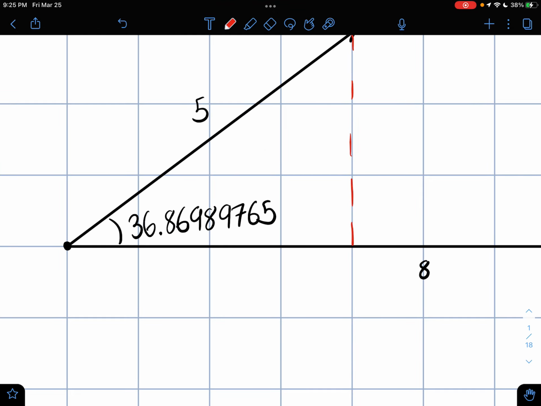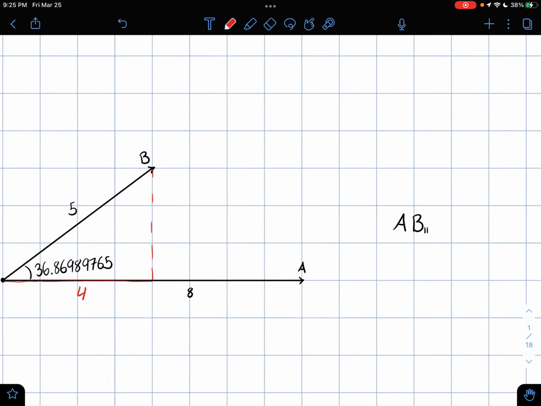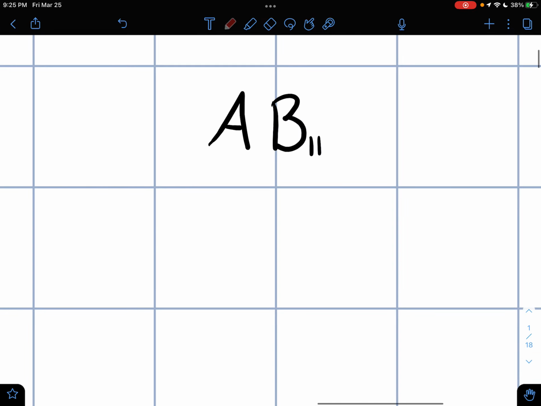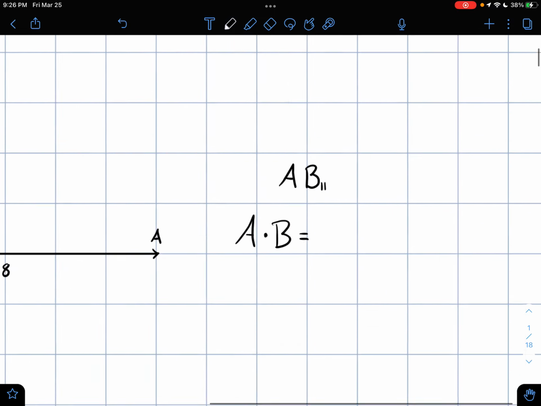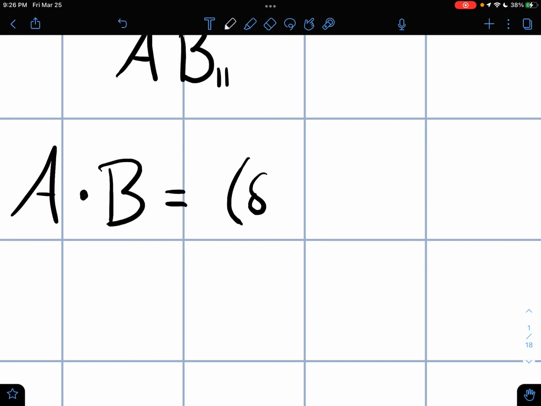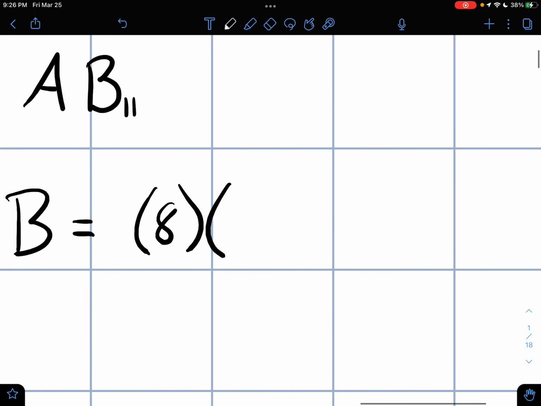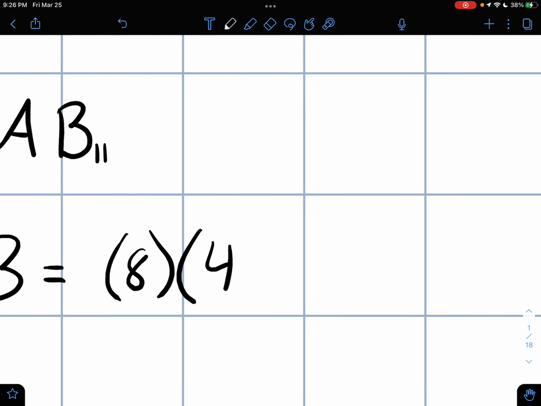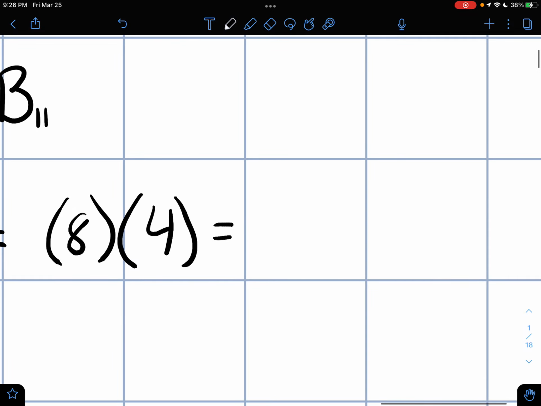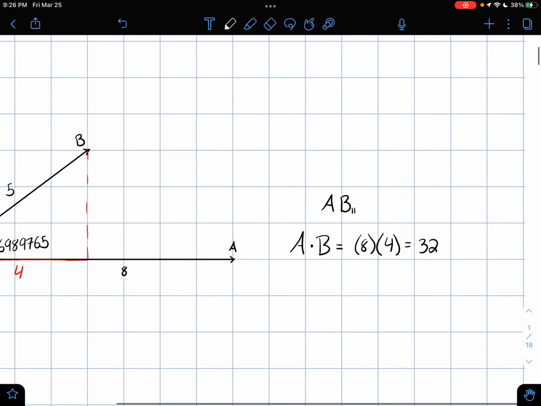But since I lined it up perfectly, I'm just going to count the squares. You have 1, 2, 3, 4. So our B parallel is 4. Now if I do my dot product of A dot B, that's going to be my A, which was 8, times my parallel portion of B, which was this 4. So for this one, the dot product is just 8 times 4, which is 32. Would have been bad if I got that wrong.